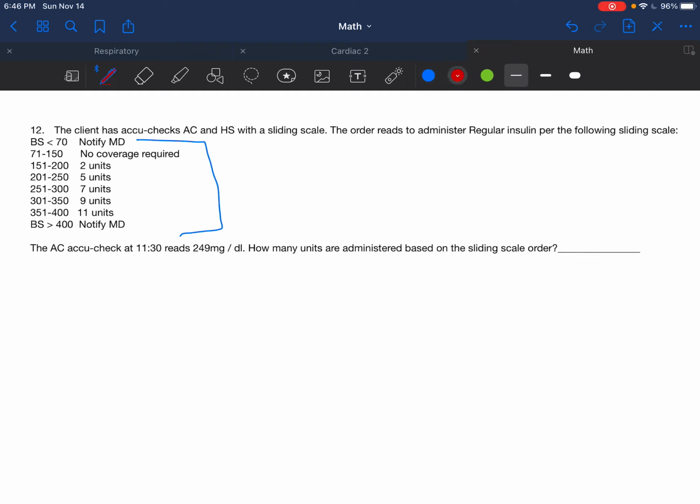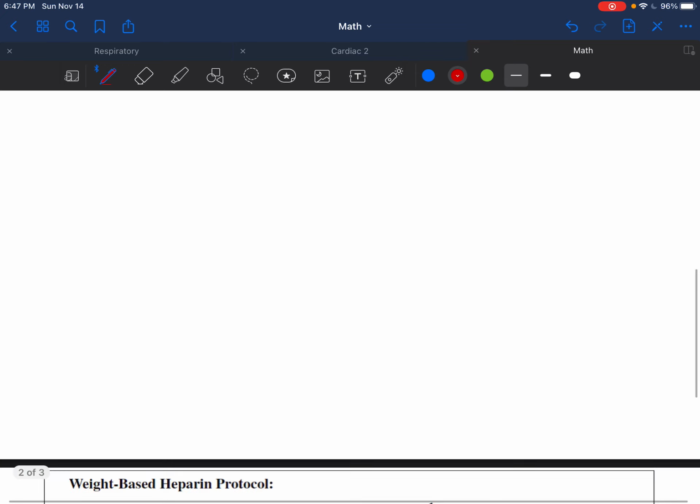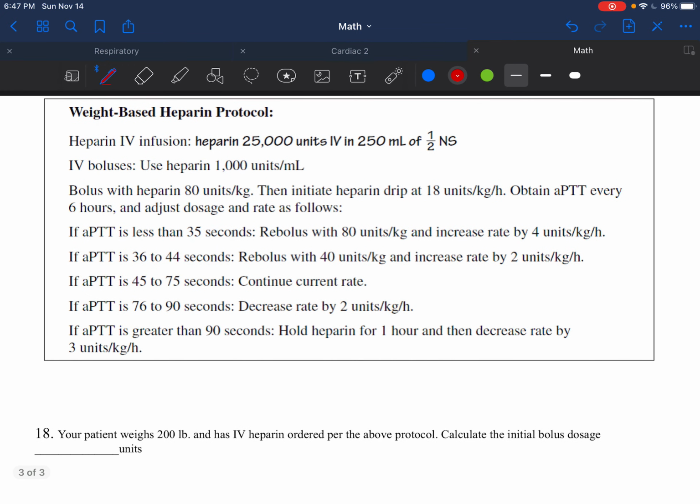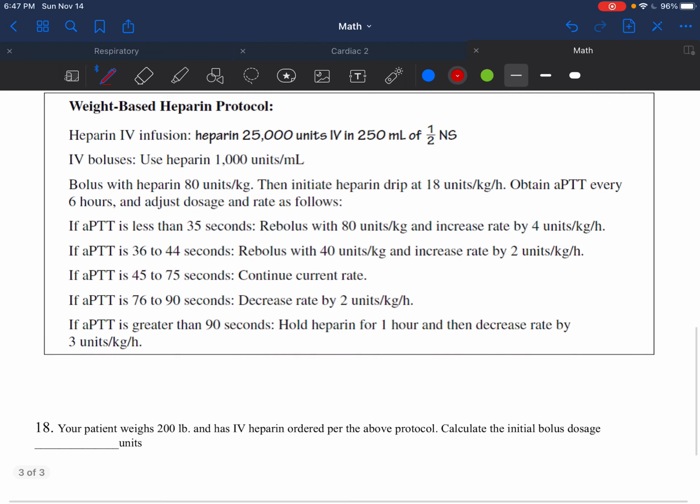So all we have to do is come up here to our sliding scale, and we see that 249 falls in between 201 and 250. So we're going to administer 5 units. And that's it. That's really all there is to insulin problems. Now we're going to go to heparin, which is a little bit trickier.